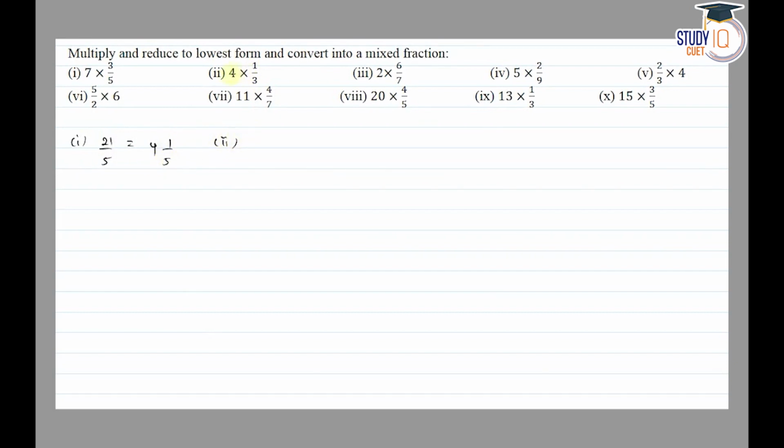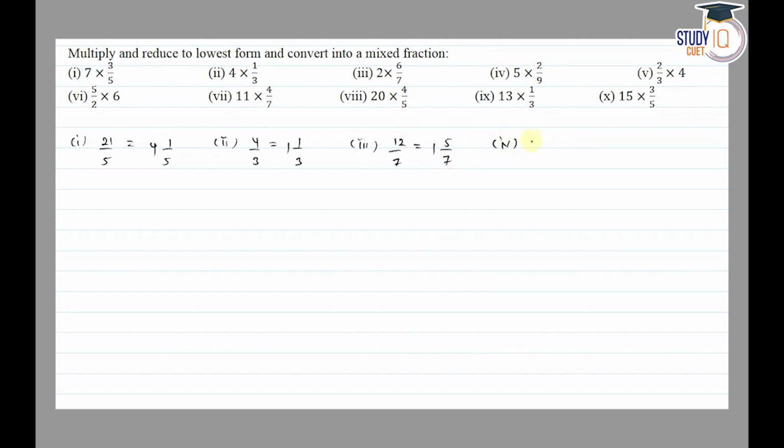Second, 4 ones are 4 by 3, so 3 से divide करेंगे, 3 ones are 3, remainder is 1 and the denominator is 3. Then the third part is 2 into 6 by 7, so 2 into 6 is 12 by 7, so 7 से 1 time completely divisible, then the remainder is 5 upon 7.